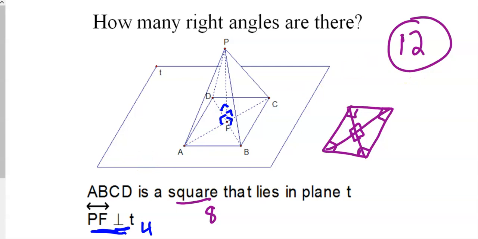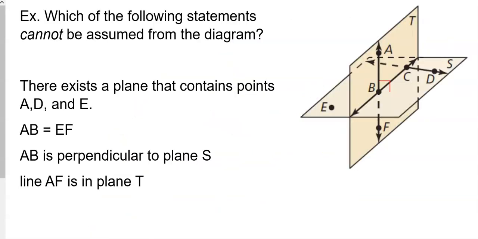And our last example. Which of the following statements cannot be assumed? Again, I want you to push pause on this and circle the ones that cannot be assumed. We have 4 of them here. So we get: there exists a plane that contains points A, D, E, and so on. Circle the ones that you cannot assume. Okay, so let's go through this.